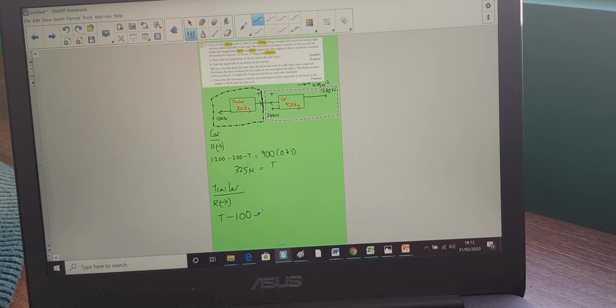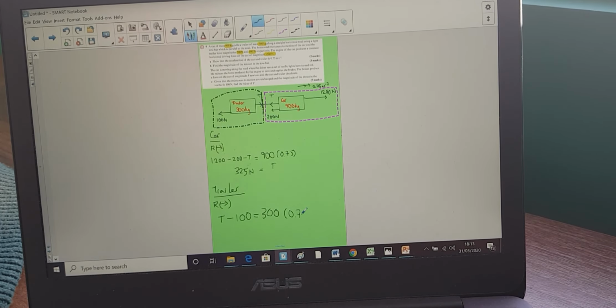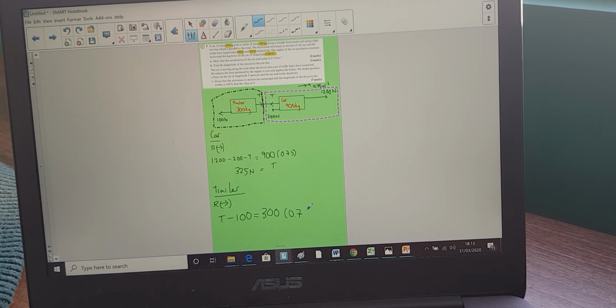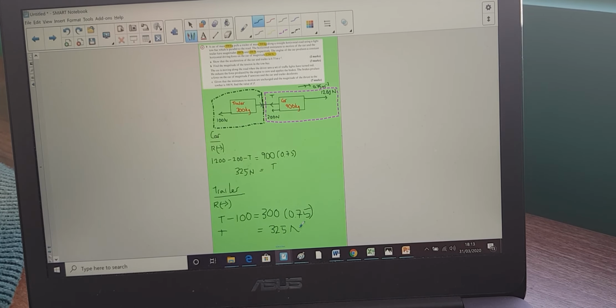is equal to, and because I'm just looking at the trailer, I'm only looking at the mass of the trailer, which is 300, times the acceleration, which I worked out to be 0.75. When I rearrange that, so I add that onto both sides, that's just going to give me T, again, equals 325 newtons. In fact, this time it's probably easier to do the trailer because there are fewer steps involved.